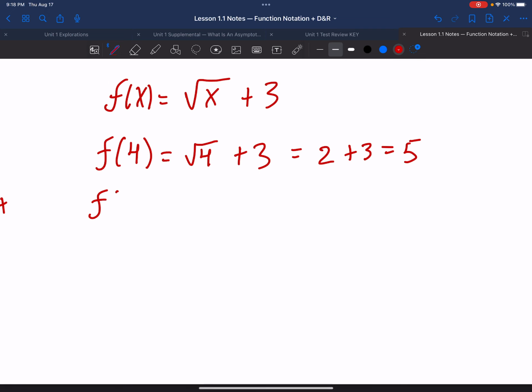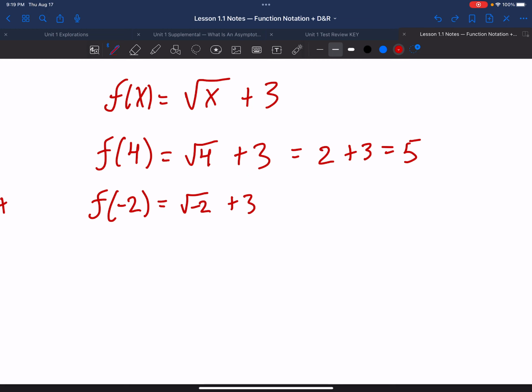Let's look at another. Let's say f of negative 2. So what's that? Well, if f of x is square root x plus 3, and f of 4 is square root 4 plus 3, then f of negative 2 will be square root negative 2 plus 3. And I do caution you to be careful. We haven't totally talked about all the rules with square roots, because we're really going to dive deep into square roots in Algebra 2. I can't combine this.